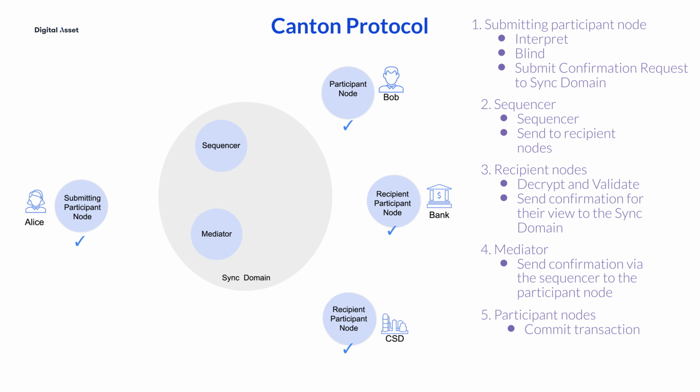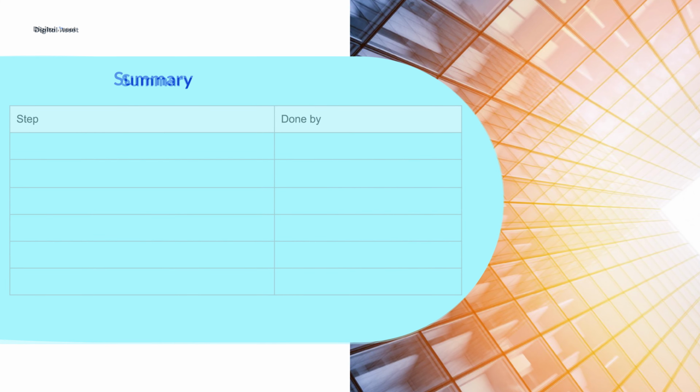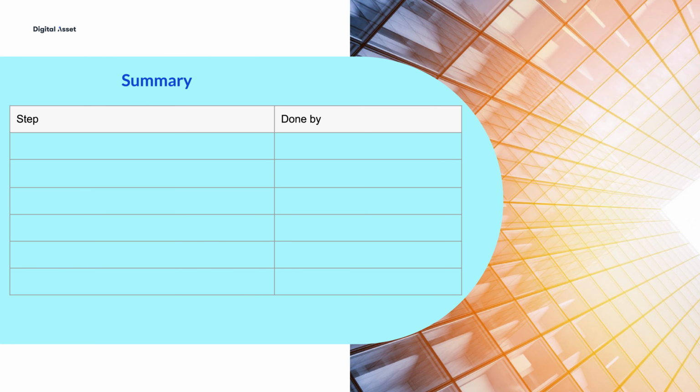The illustration in this example shows a single domain with a single sequencer and a single mediator, but there can be multiple sync domains with multiple sequencers and mediators interacting with the participant nodes and with each other in a distributed fashion. Canton protocol manages synchronization across multiple sync domains using its synchronization layer. To summarize, the Canton network has different components playing different roles when a transaction submitted by a party traverses through the network to reach the involved parties.